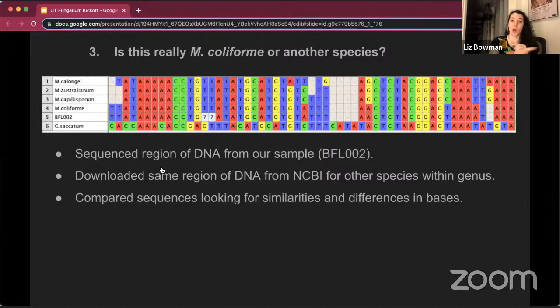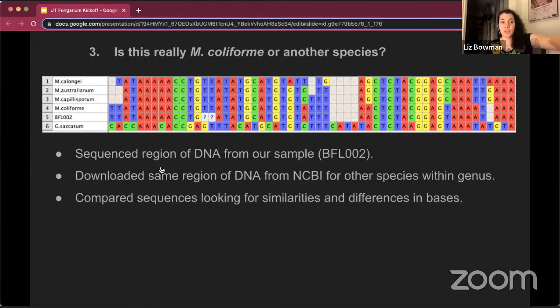here I have all of the gene sequences I downloaded from NCBI, which is a publicly available sequence repository. All scientists who publish papers are required to deposit their sequences that they get into this database, and anyone can go on and download them. So all of the data I've used is publicly available.